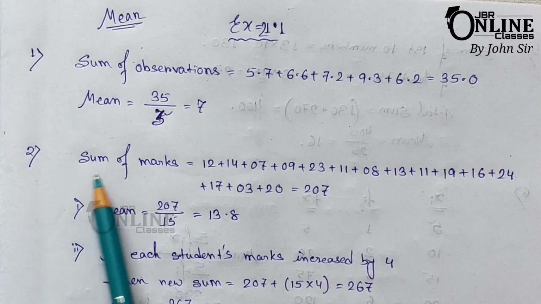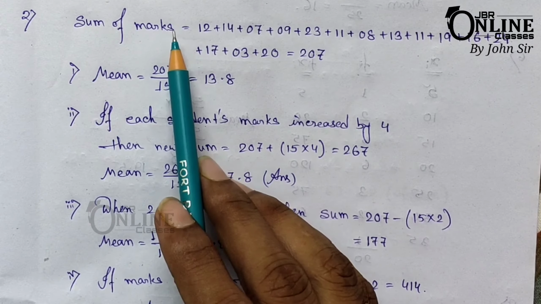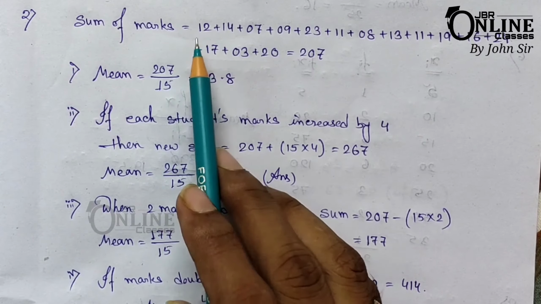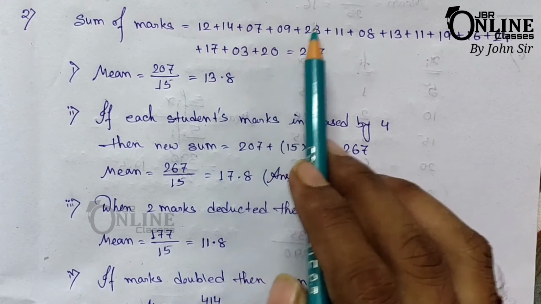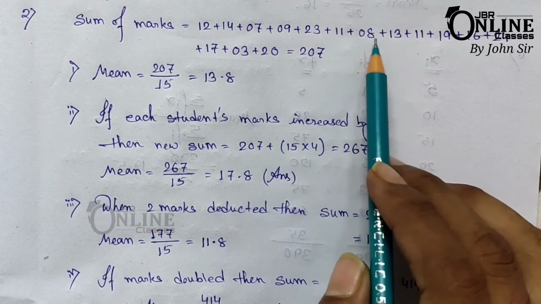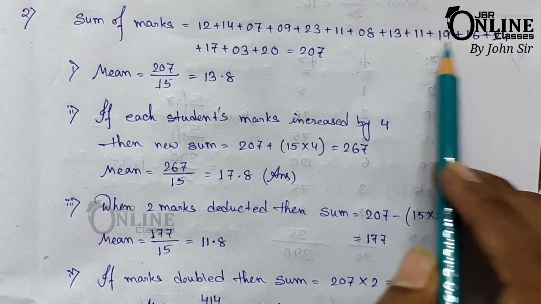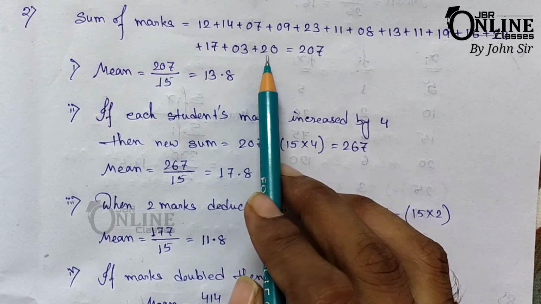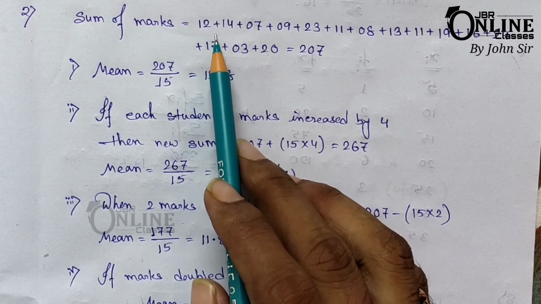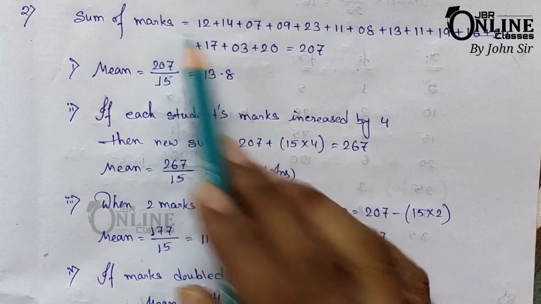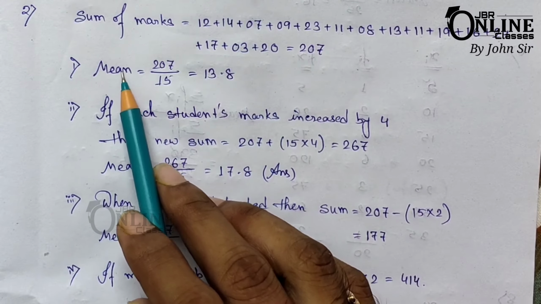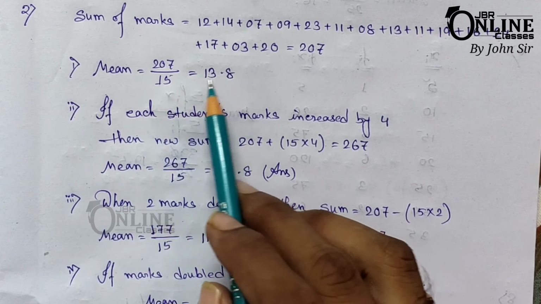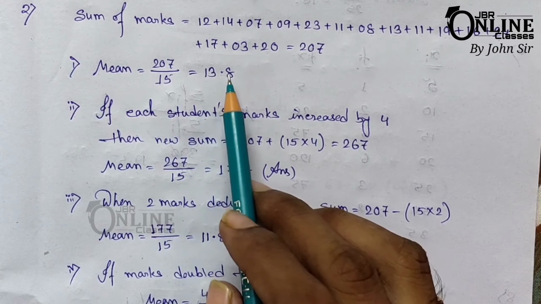Now number 2. The marks obtained by 15 students in a class test are 12, 14, 7, 9, 23, 11, 8, 13, 11, 19, 16 and 24. Then 17, 3 and 20. So these are the marks of 15 students. So here the sum of the marks 207. Then mean equal to 207 by 15 that equal to 13.8. That is the first one.